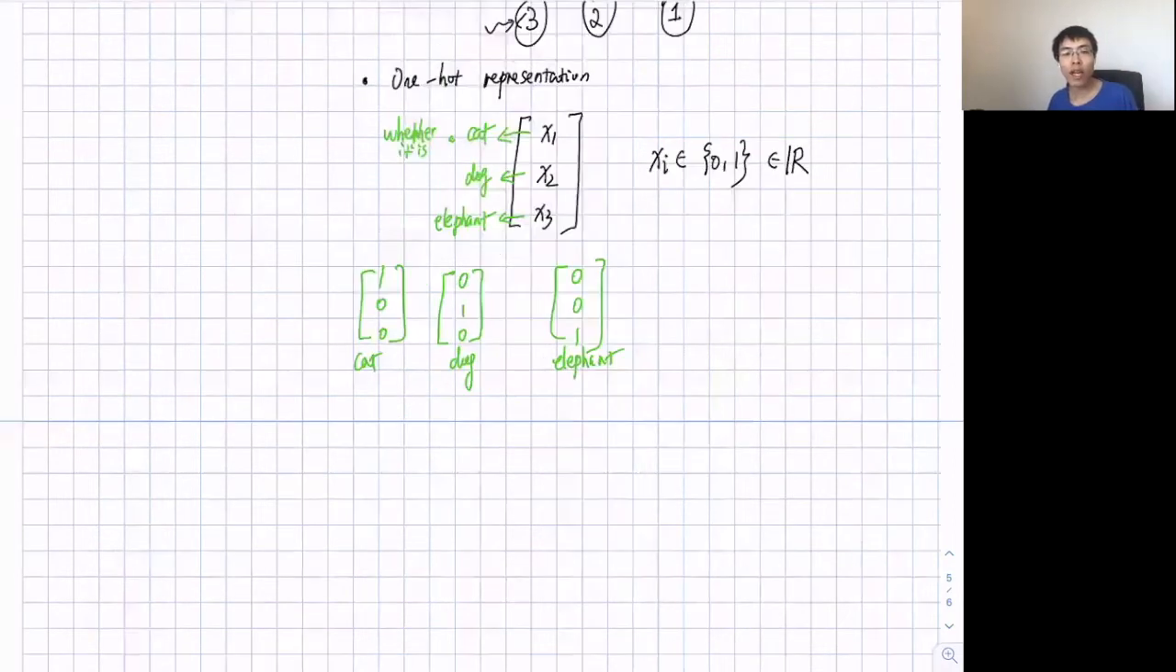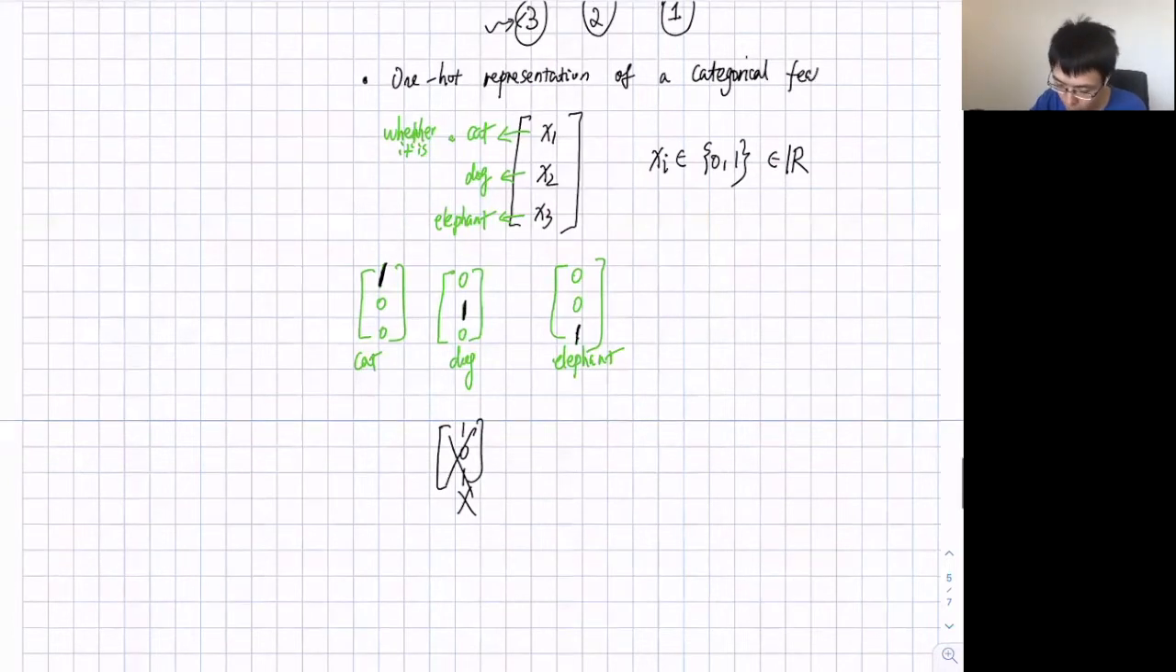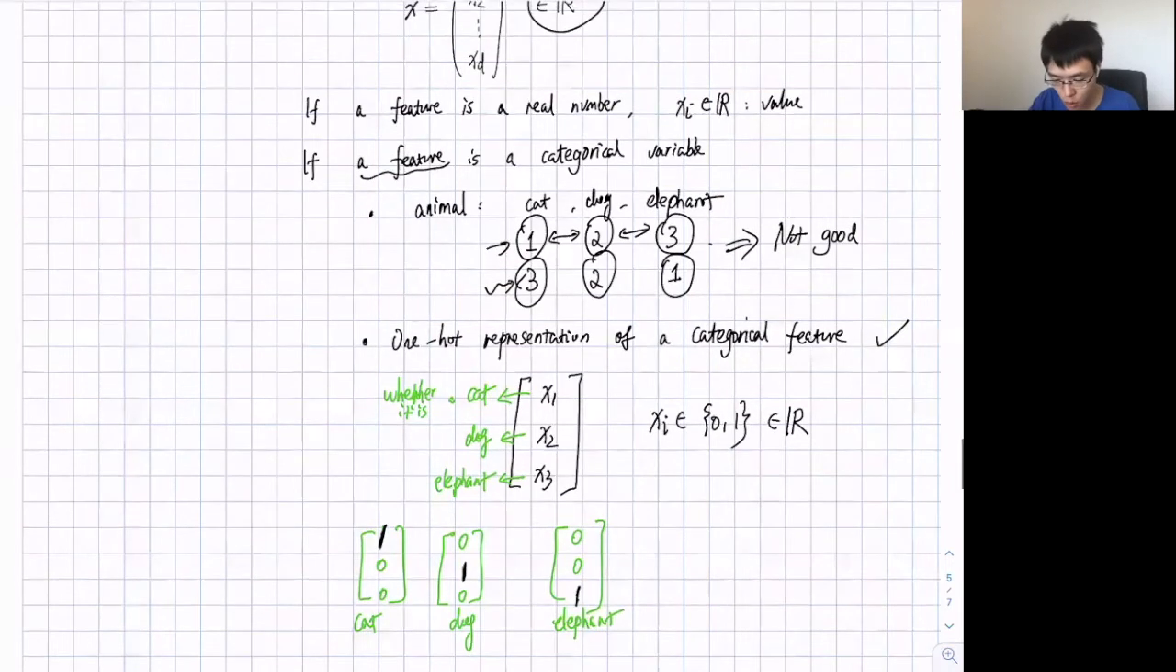For any animal, it can be either a cat or a dog or an elephant, so it's one hot. So you will not have something like this, which is invalid to represent the animal. It says it's both a cat and an elephant. It's impossible. So this is invalid. You can only have one element armed in one data sample. So it's one hot. Okay, so this is the one-hot representation of a categorical feature, which is good. This is better than the integer representation. In the integer representation, it's no good.